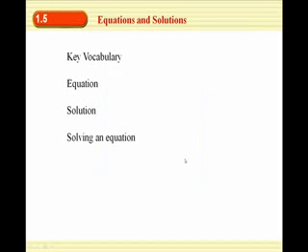This is 1.5 for 8th grade, page 26 out of your book. So if you want to look at page 26, we have some vocabulary there that we need to look at. We have equation, and I'm gonna write an equation. It's on page 26, about 3/4 of the way down, it's highlighted equation. I'm just gonna write an equation: x plus 6 equals 12.